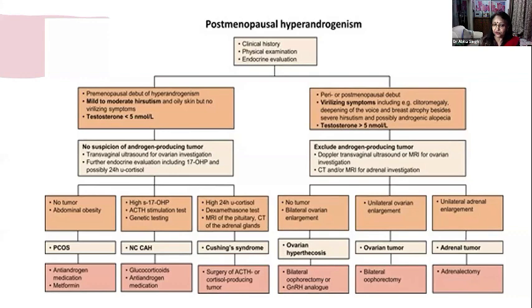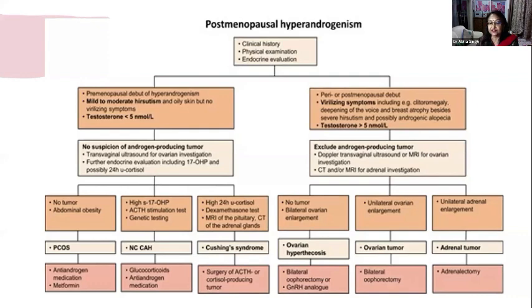If there is no suspicion of androgen producing tumor, you can just subject her to TVS, and further you can do 17 OHP and possibly 24-hour urinary cortisol. And that will give you a guide that there is no tumor, there may be only abdominal obesity, then that is PCOS, and you have to give anti-androgen medication and metformin. If there is a high 17-OHP, if you do an ACTH stimulation test, you may need genetic testing, and then you have to keep her under CAH, and that is congenital adrenal hyperplasia. So it is treated differently with glucocorticoids, anti-androgen medications.